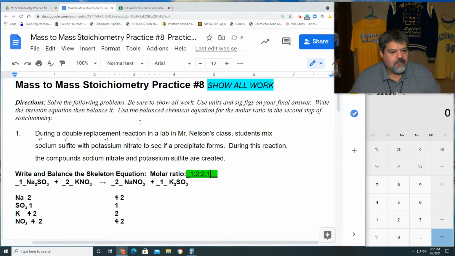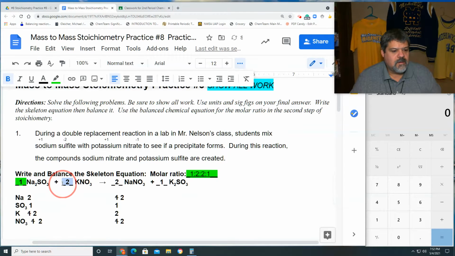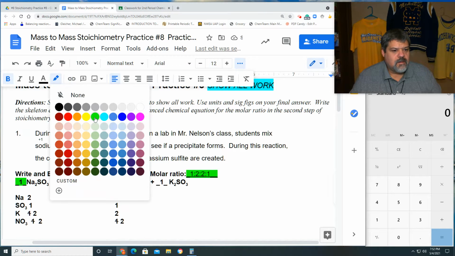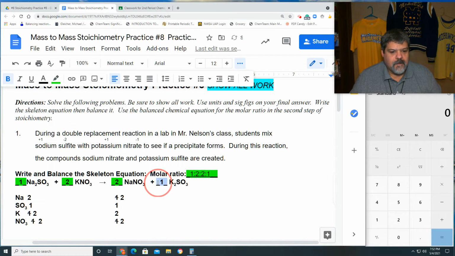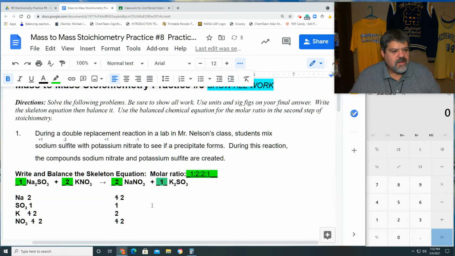That's our molar ratio. And again, I like to make sure that these things right here are highlighted in green. So let's go ahead and highlight them in green, green, green, and green. Okay, so now we have that.